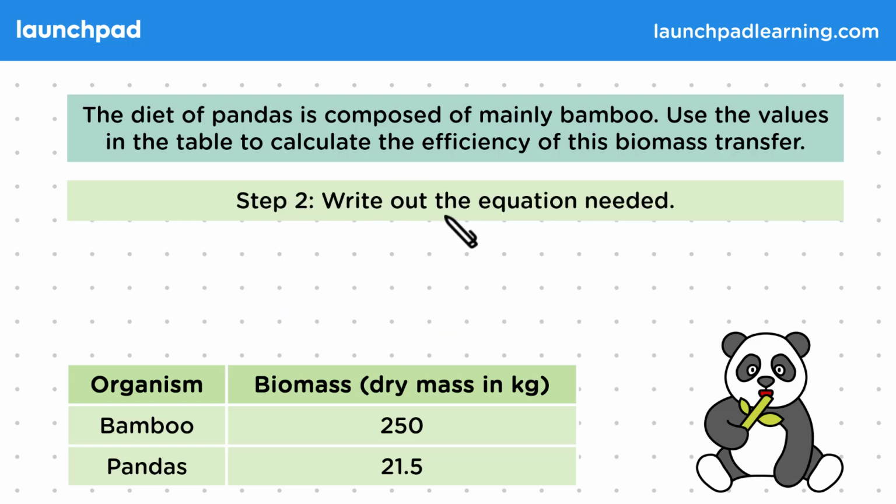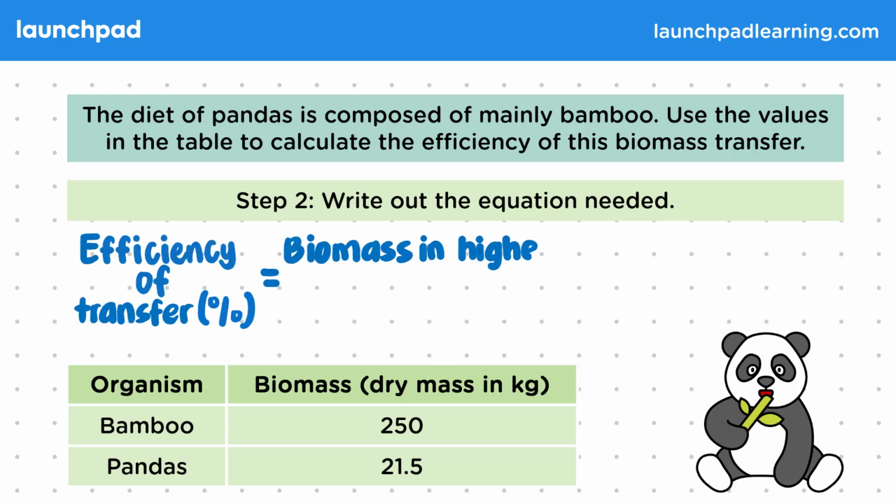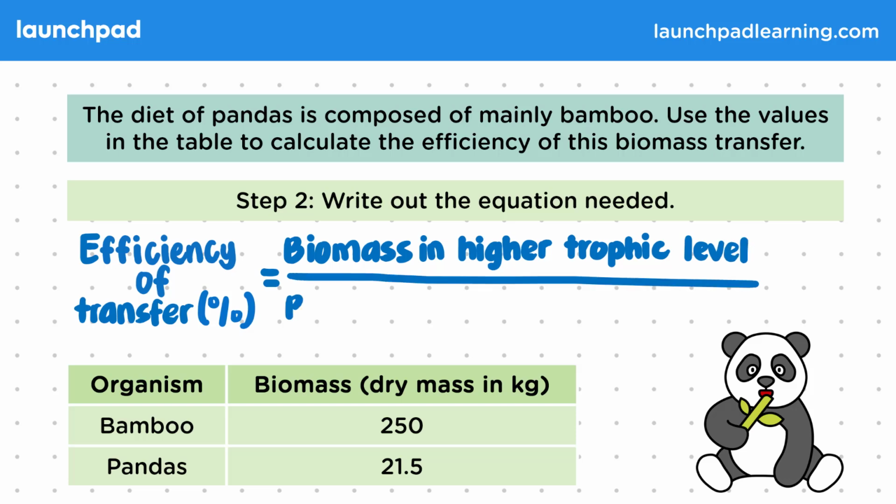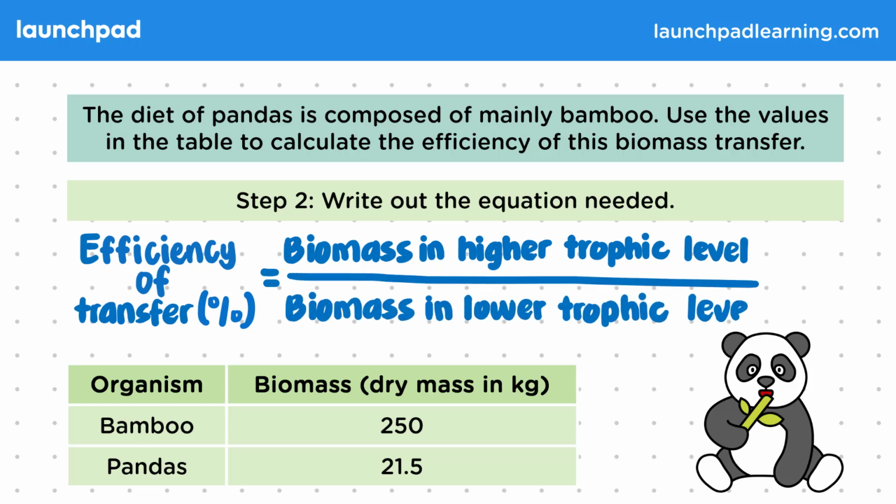Step 2, write out the equation needed. So the efficiency of transfer as a percentage is worked out as the biomass in a higher trophic level divided by the biomass in a lower trophic level multiplied by 100.